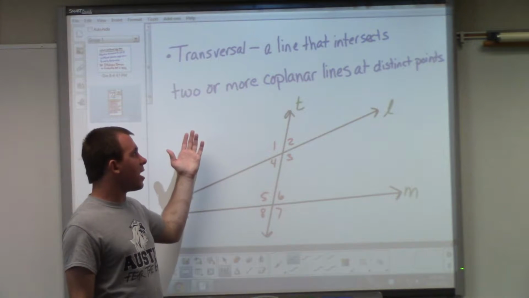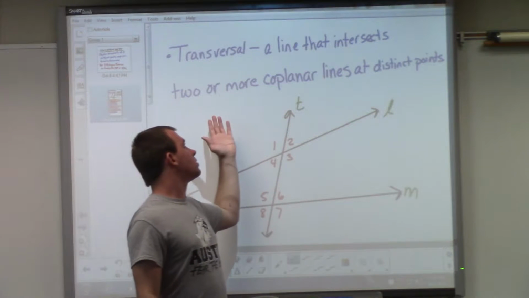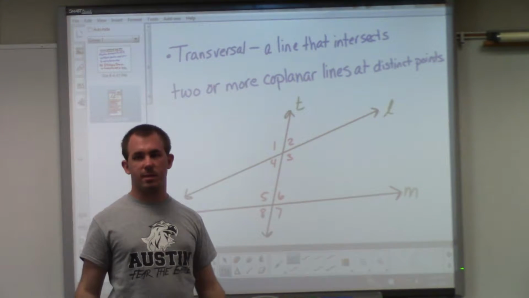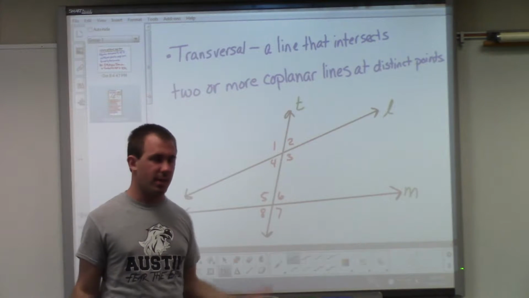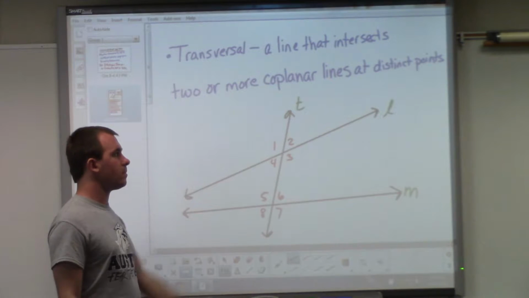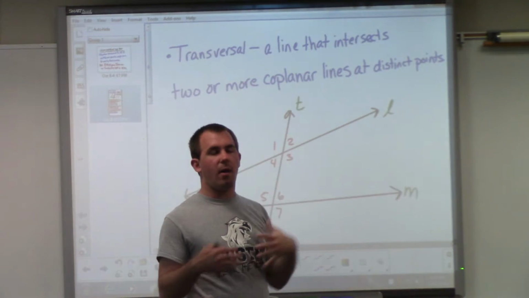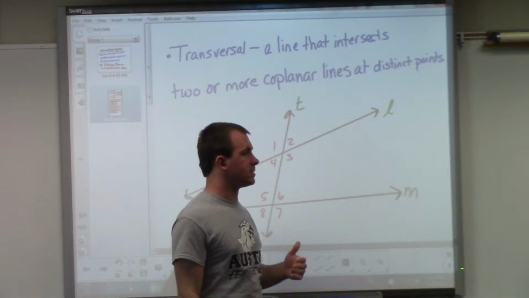Now in this case we're talking about lines that are coplanar. That means 2 or more lines that are on the same plane. Basically we're thinking 2-dimensional. We are not thinking 3 dimensions. That's what this is saying. Distinct is different. They're not all intersecting at the same point. They're intersecting at different points.